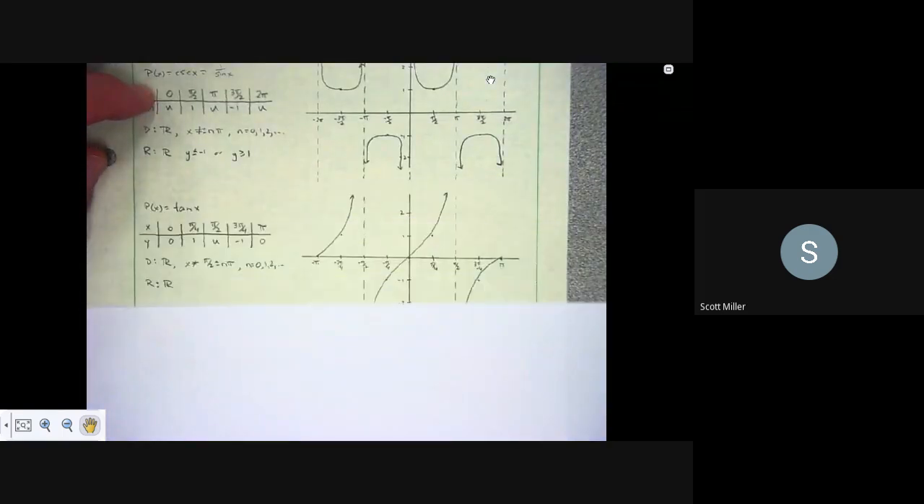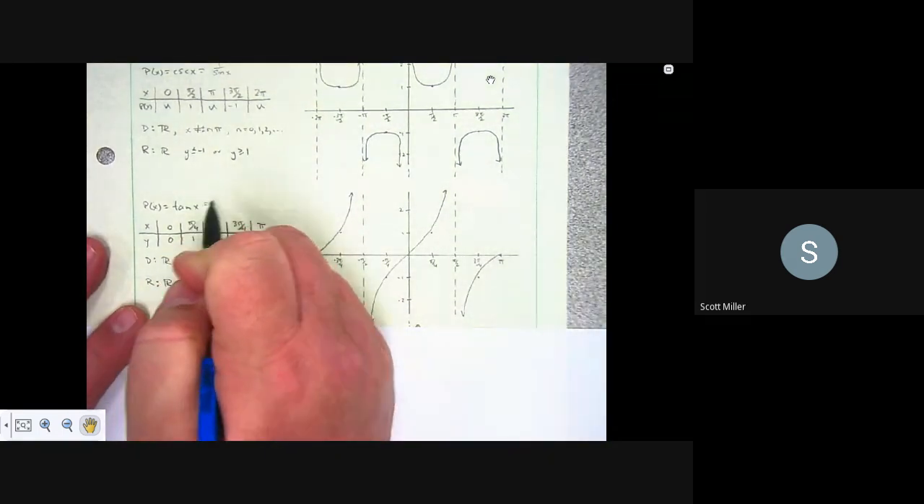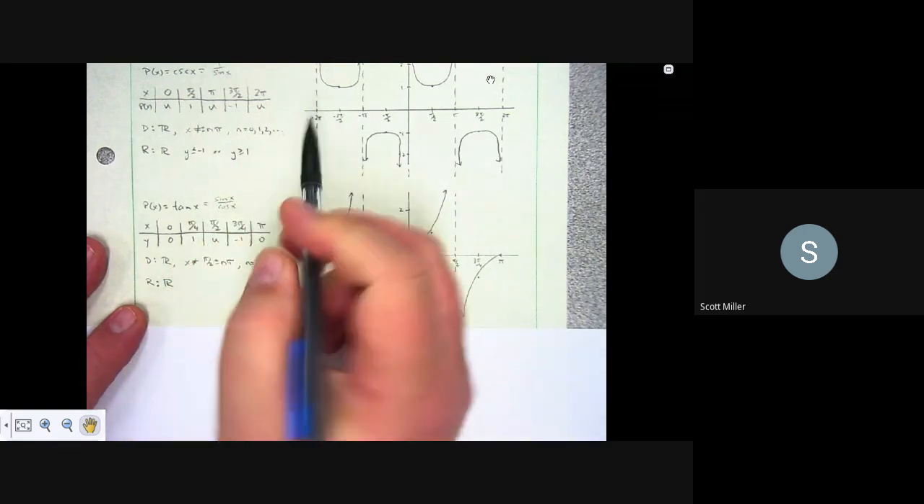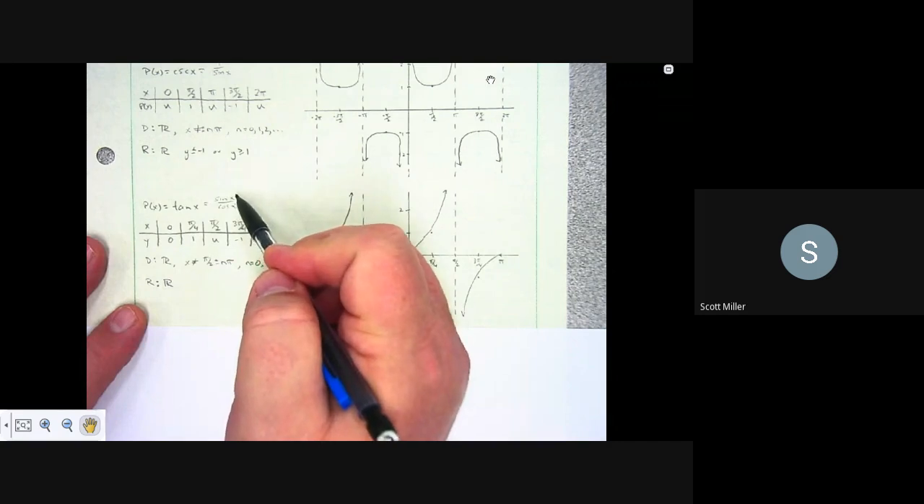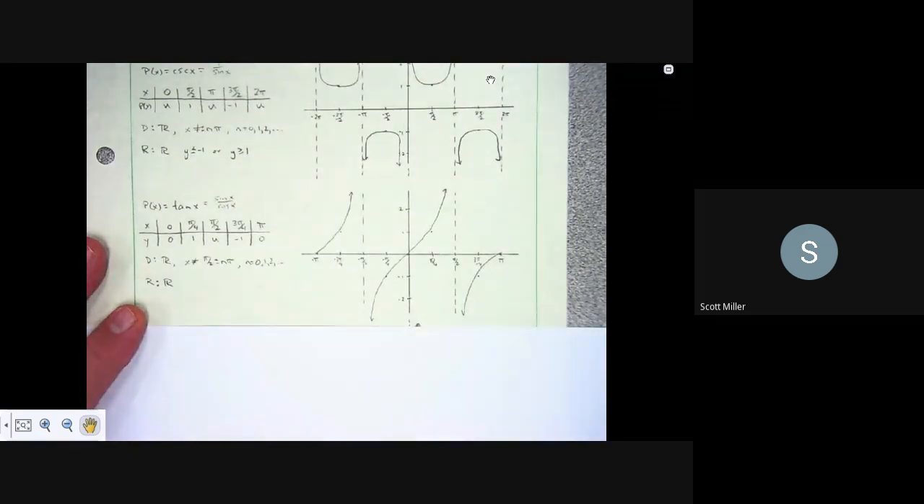So let's look at the tangent. The tangent and the cotangent are different also. They're similar to each other, but they are different. They are ratio functions. This one is the sine divided by the cosine. Remember, because sine is associated with y and cosine is associated with x, the definition of this is y over x. That's kind of why that works out.